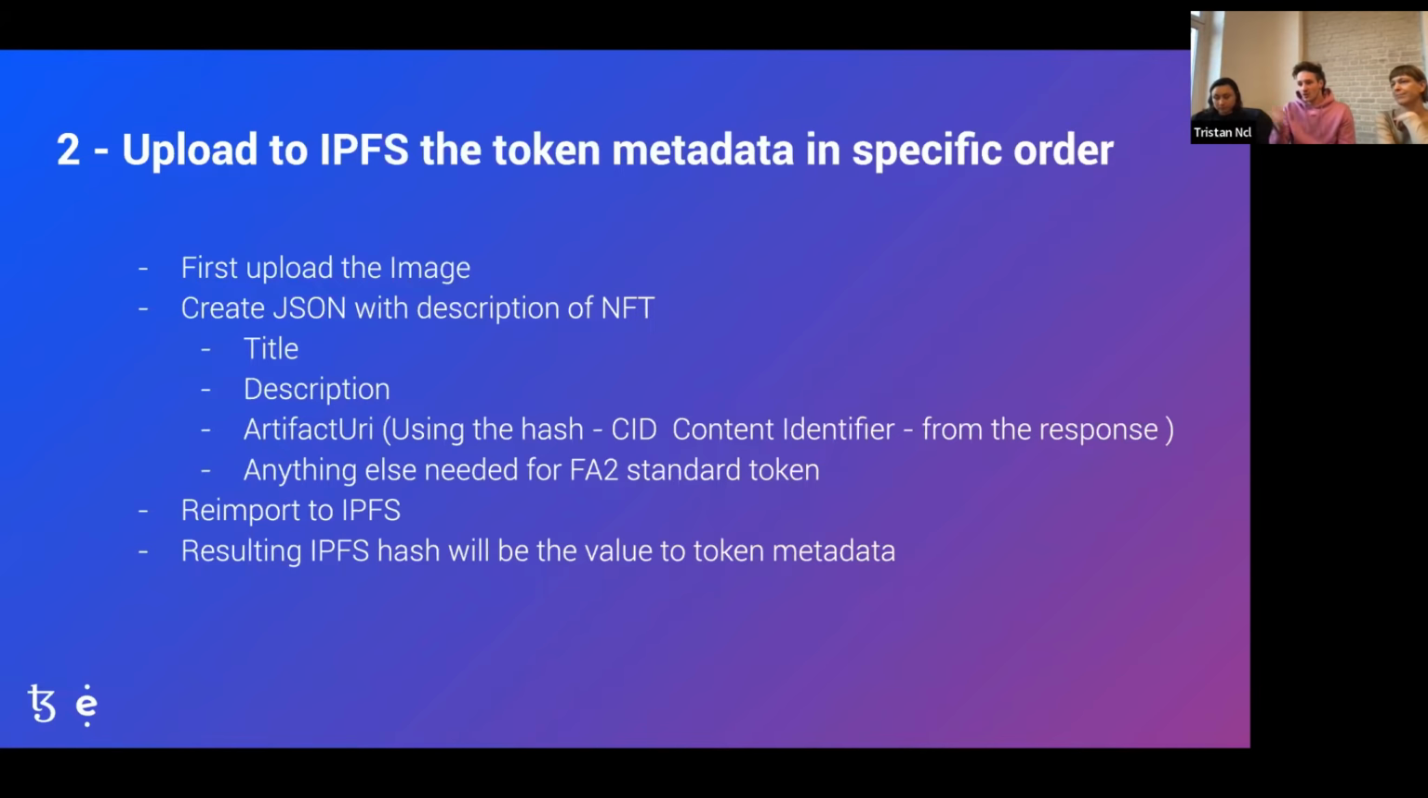So there is 1, 2, and we can do it many times, because as you can see in the TZIP12, there's artifact, display URI, and also thumbnail, right? Sorry, I forgot about it. These are different images with different sizes, and we need to upload all of them. They all have a different hash. And when we have the response from this IPFS upload with the JSON, this is going to be the token metadata that we're going to upload to the smart contract.